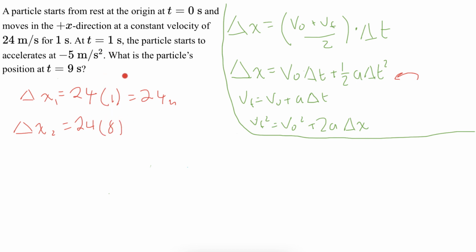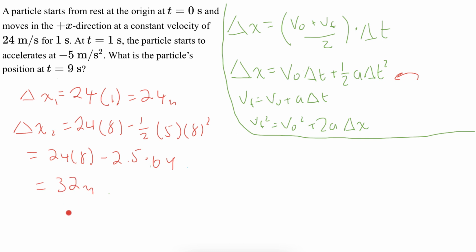And then, now remember this part is negative. So instead of adding this, we have to subtract 1/2 times the acceleration, which is 5 meters per second squared. The negative just went to the front. And then the time interval squared, which is 8 squared. Now you should get just 24 times 8 minus 2.5 times 64. Now if you do the math, this will simply be 32 meters. This will be more displacement in the positive direction.